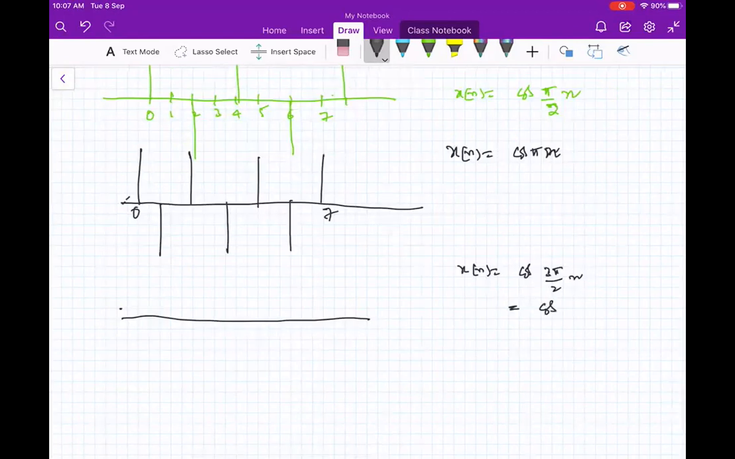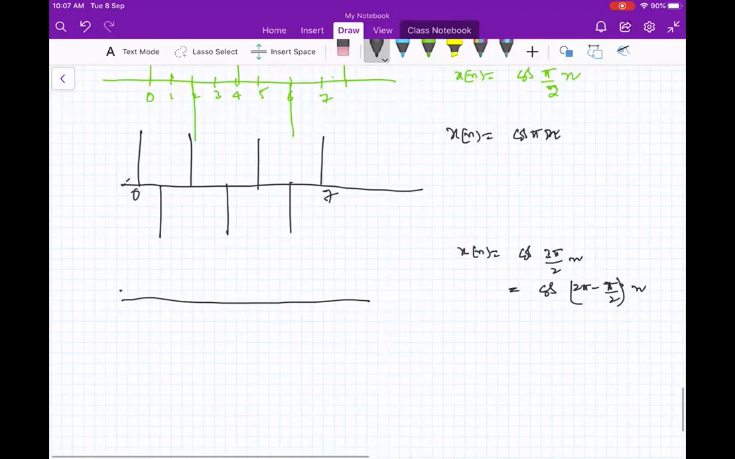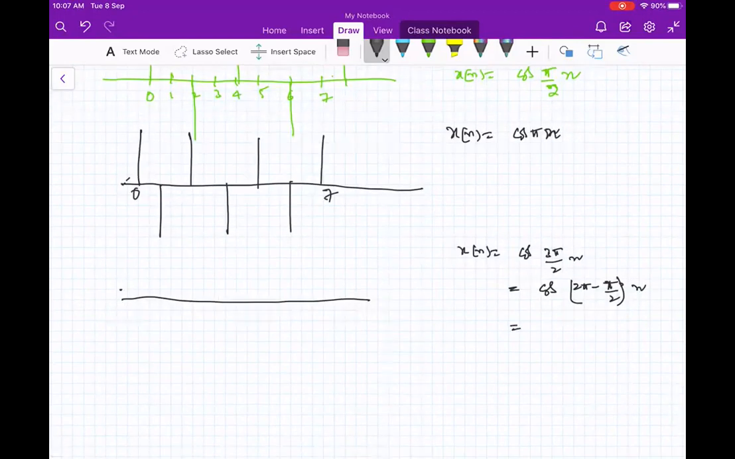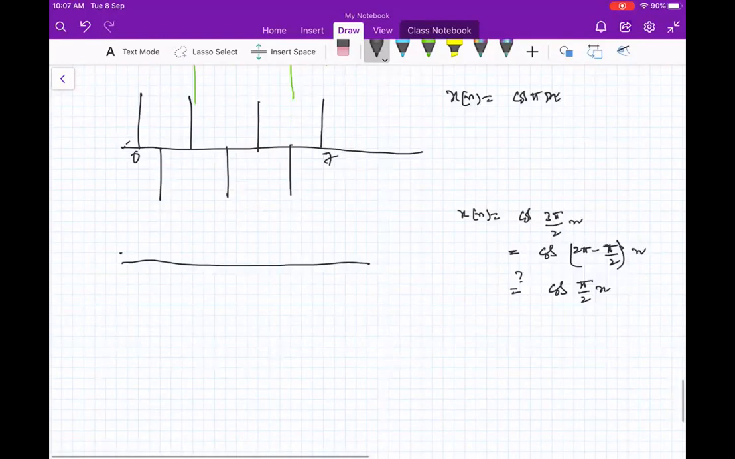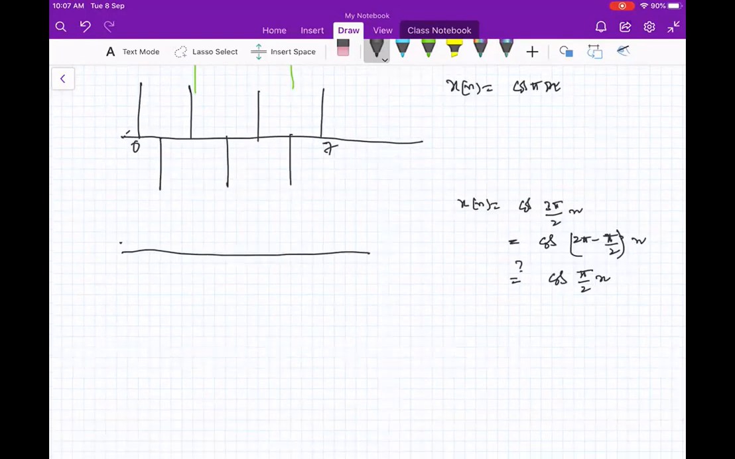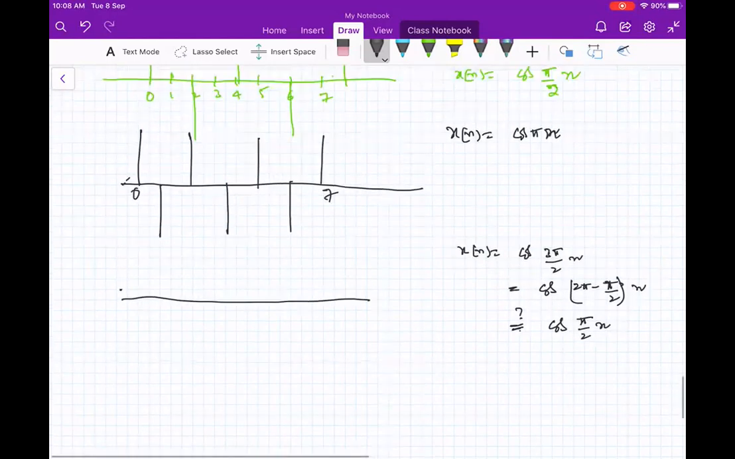Can you write it in terms of cos of 2 pi minus pi by 2 n? Can you write like this or not? Yes, sir, I can write. So then how can I simplify this? Will it be equal to cos pi by 2 n? Yes or no? Yes, sir. So you can easily write like that. So we will skip those things.